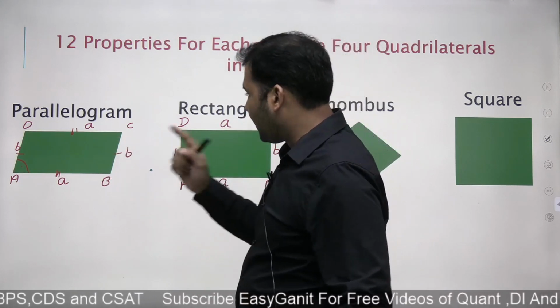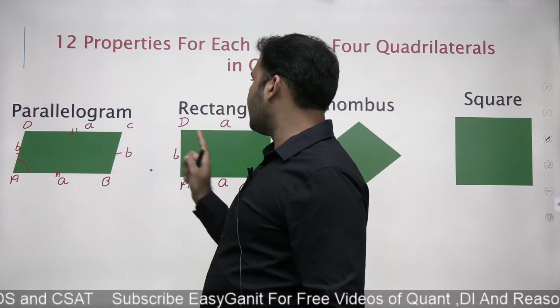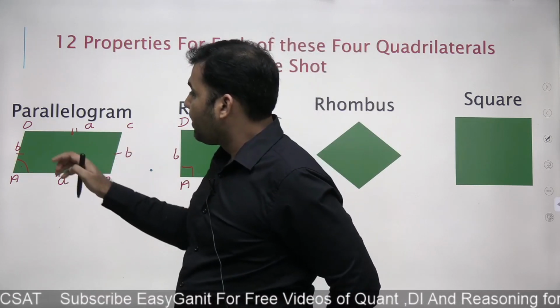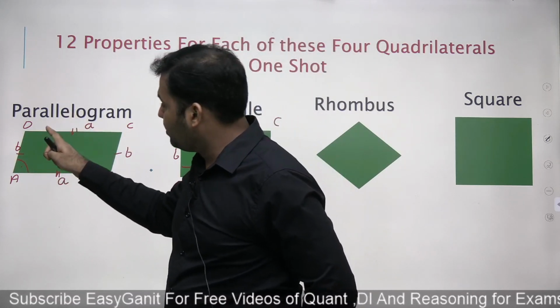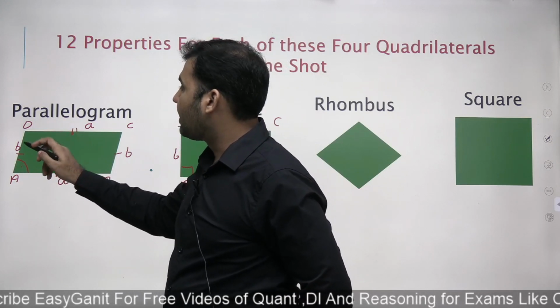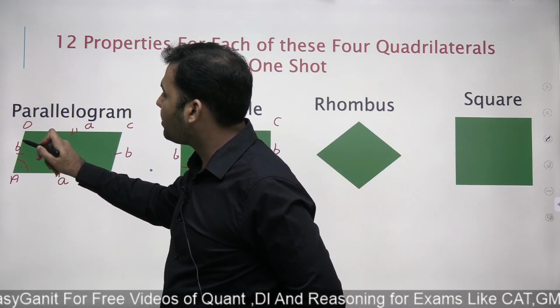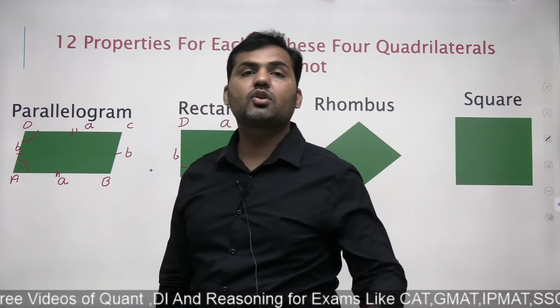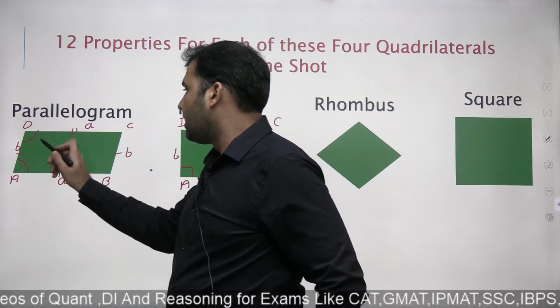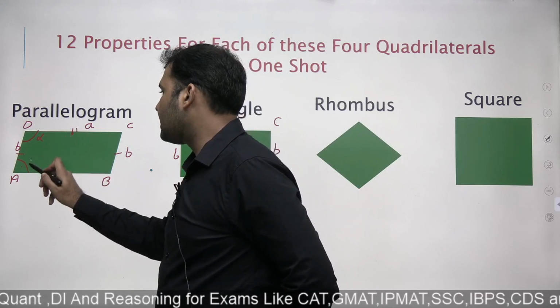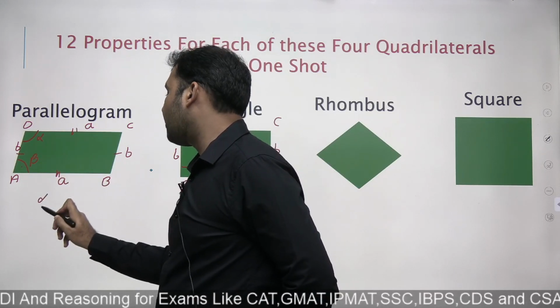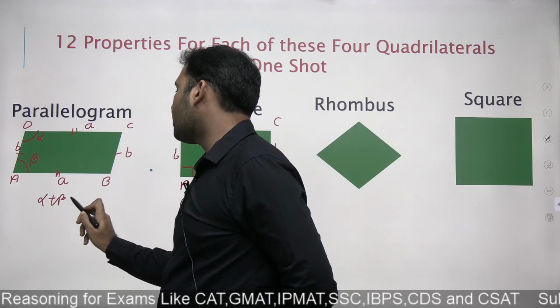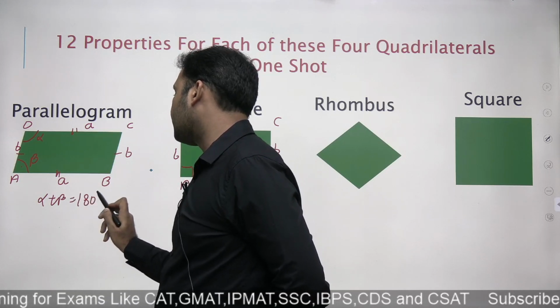Okay, what else? What's the main other difference between parallelogram and rectangle? You see that we know that, right? If two sides are parallel, then the angles made on the same side of the transversal line will have a summation of 180 degrees. So if I say that this angle is alpha, this angle is beta, in this case alpha plus beta will be equal to 180 degrees.